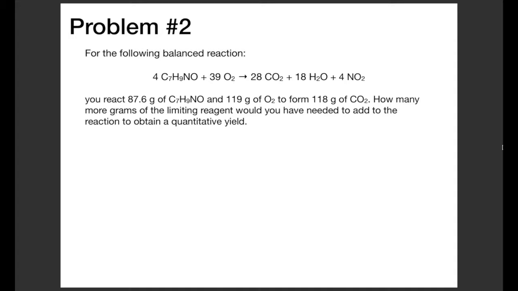What the question is asking: how many more grams of the limiting reagent would we need to add into the reaction in order to obtain a quantitative yield of the CO2? Based on the reaction stoichiometry, this looks like it might be a daunting problem. However, we can treat these exactly like we've treated all previous reactions. We just have larger stoichiometric coefficients and more of them in front of the various molecules.